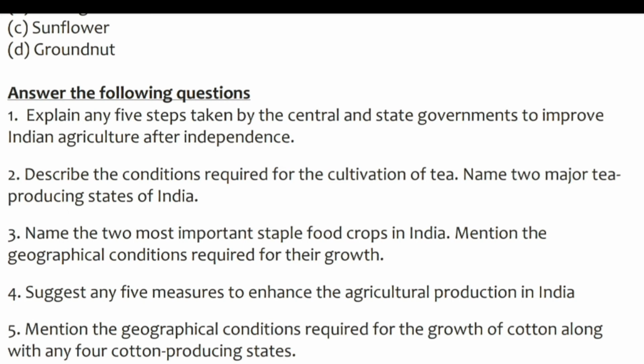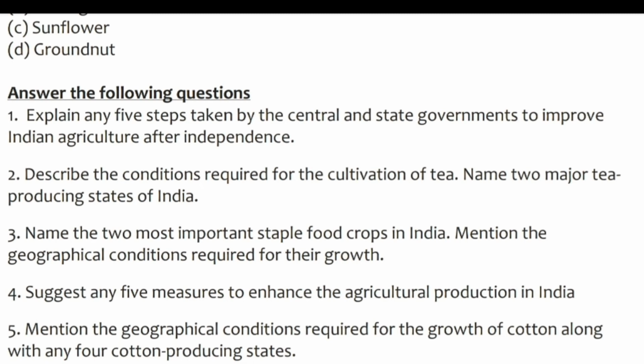1. Explain any 5 steps taken by the central and state governments to improve Indian agriculture after independence. 2. Describe the conditions required for the cultivation of tea. Name 2 major tea producing states of India. 3. Name the 2 most important staple food crops in India. Mention the geographical conditions required for their growth.